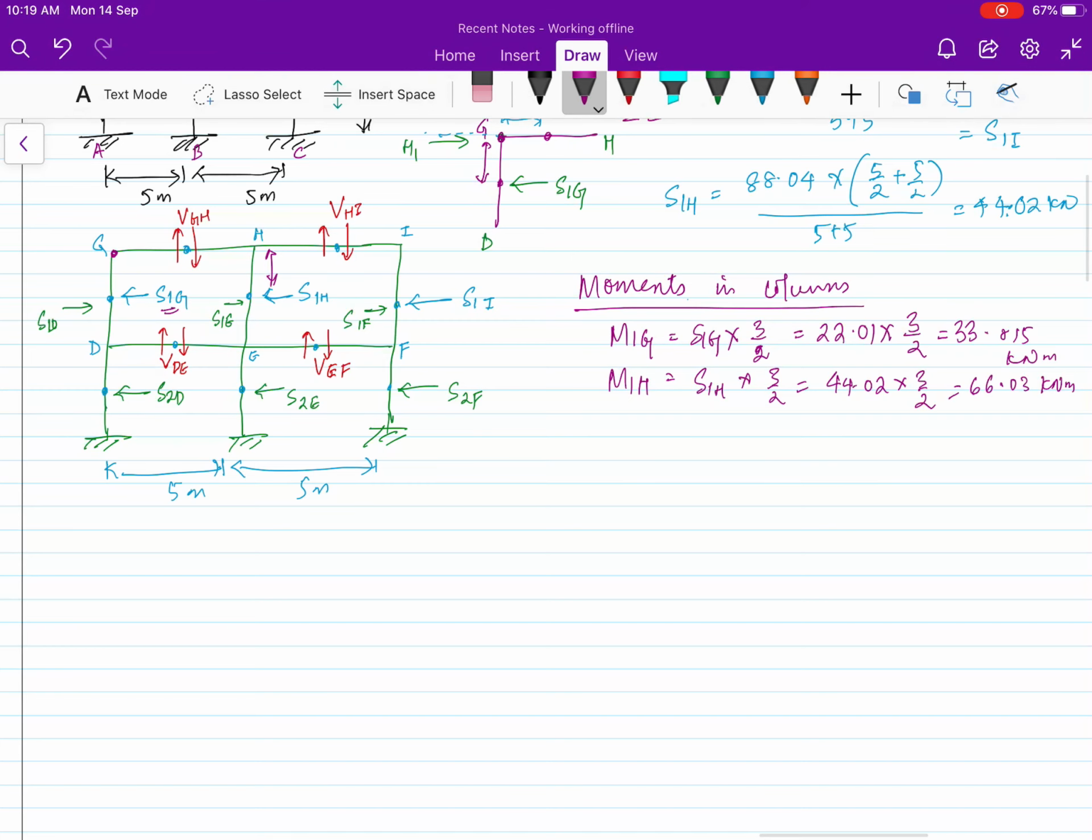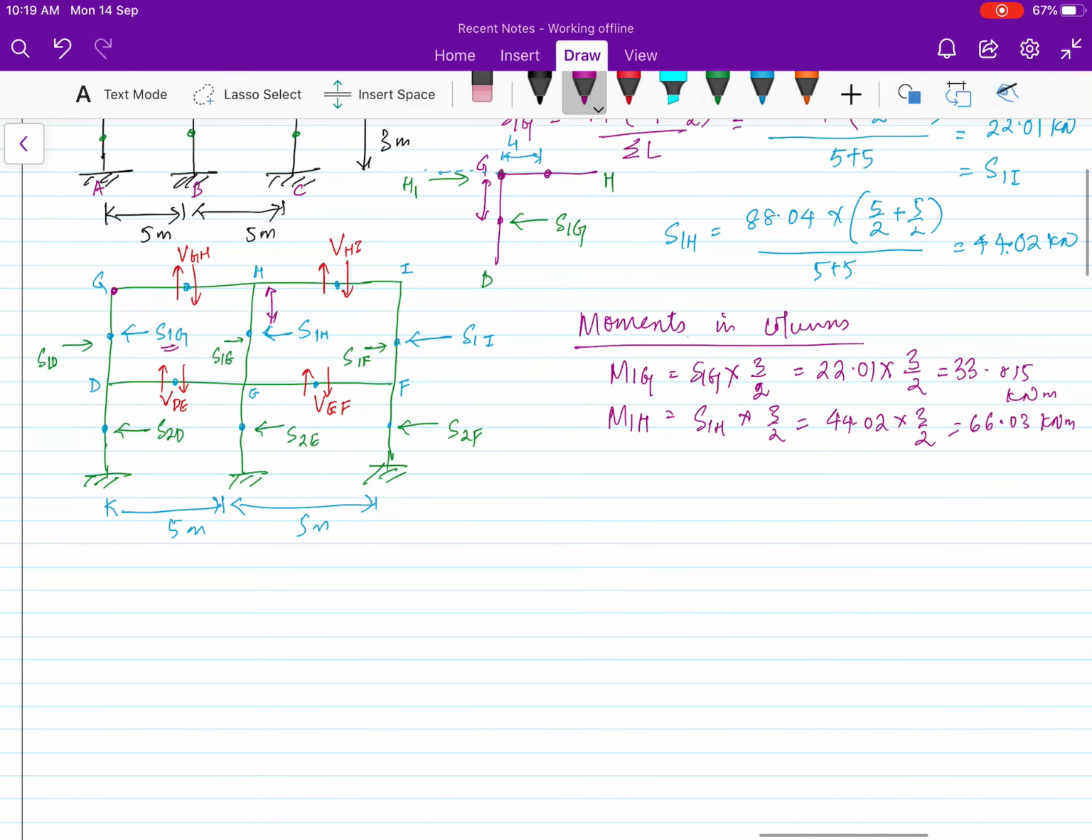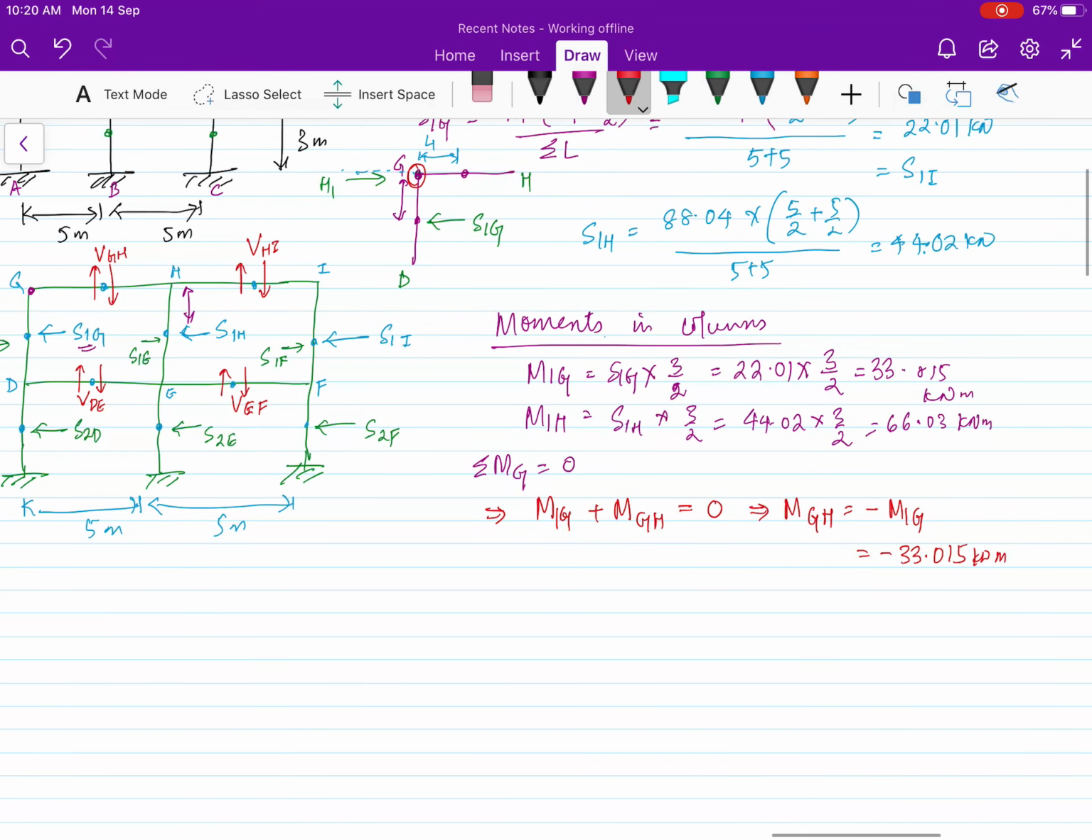Okay. Now if you see at joint G, the summation of moment at joint G should be equal to 0. That means moment about G, M1G in the column, plus moment about GH in the beam should be equal to 0. So we know the 1G column moment. So in the beam, what is the moment? Minus M1G, which is equal to minus 33.015 kilonewton meter. Okay, so we got the moment in the beam also.